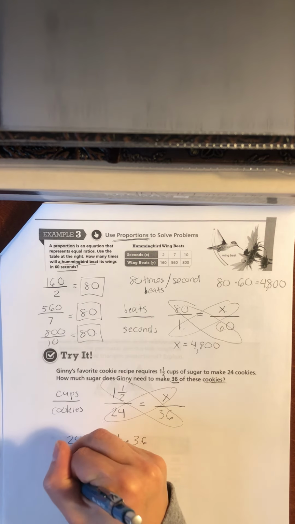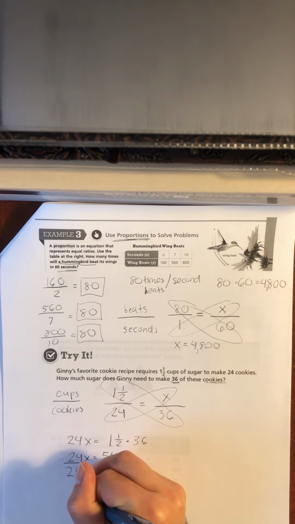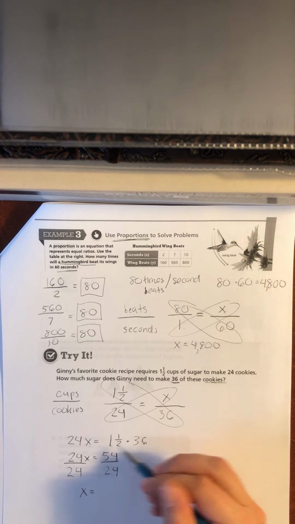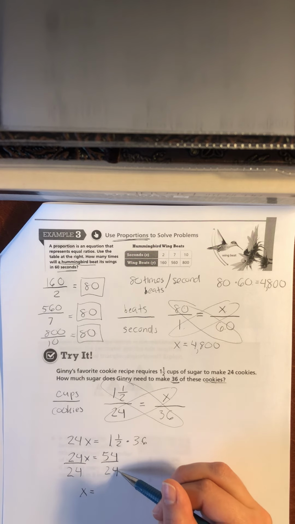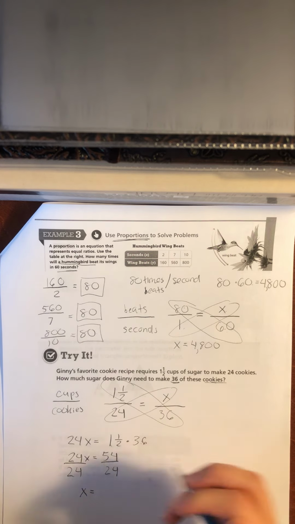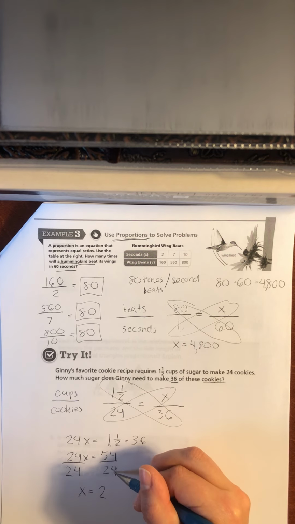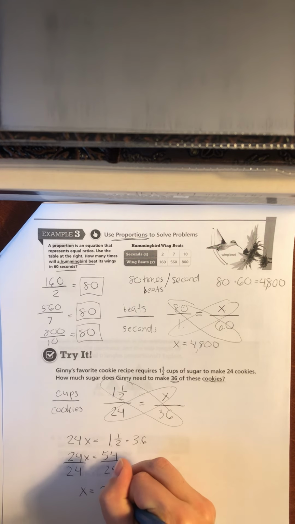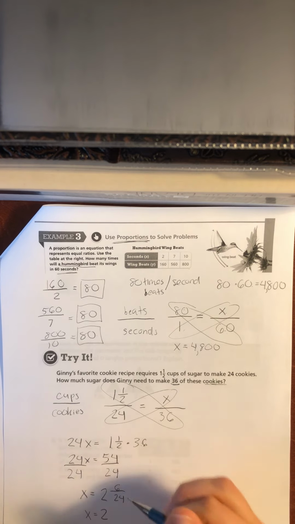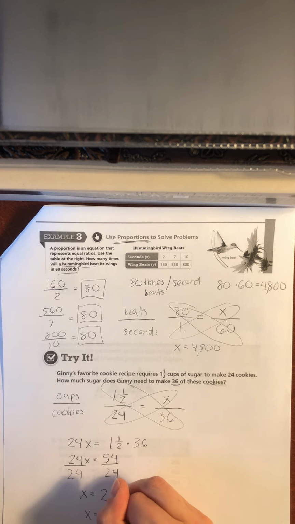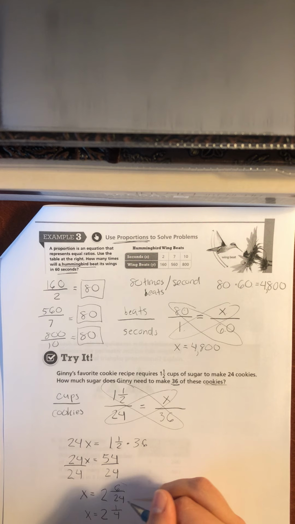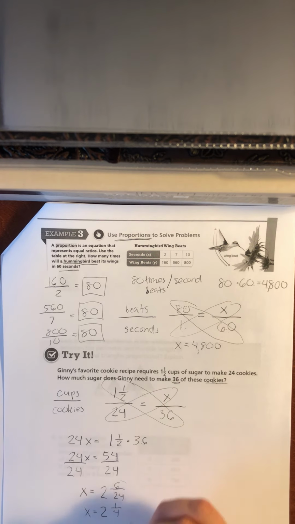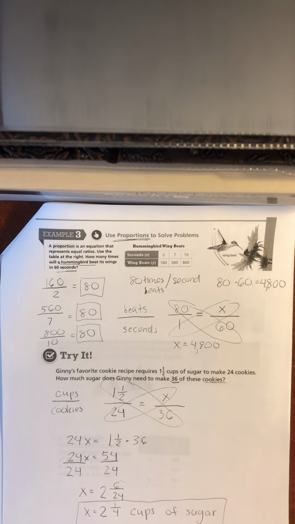Okay, now we're going to divide by 24. Divide by 24. x equals 54 over 24, we can reduce this and we can convert it to mixed. So if we convert it to mixed, I know that 24 goes into 54 2 times because 24 times 2 is 48, which means that we're going to have 6 left over, 6 over 24. We can reduce this to 1/4, because 6 divided by 6 is 1, 24 divided by 6 is 4. So that means it's 2 1/4 cups of sugar. Definitely real life problem here.